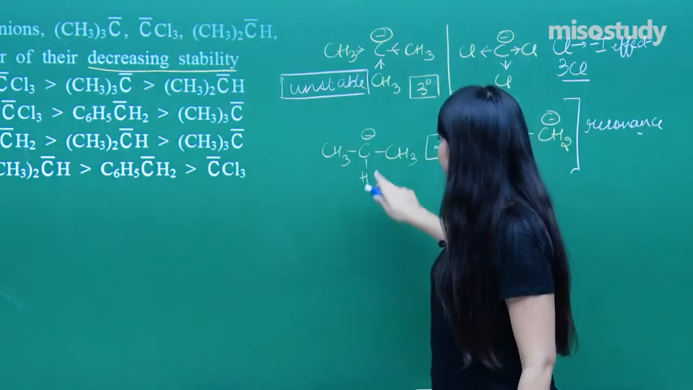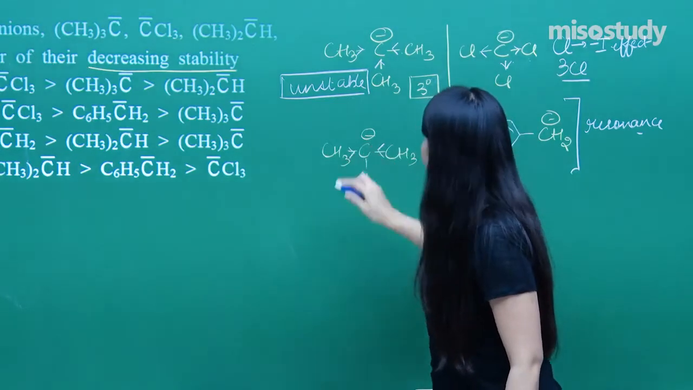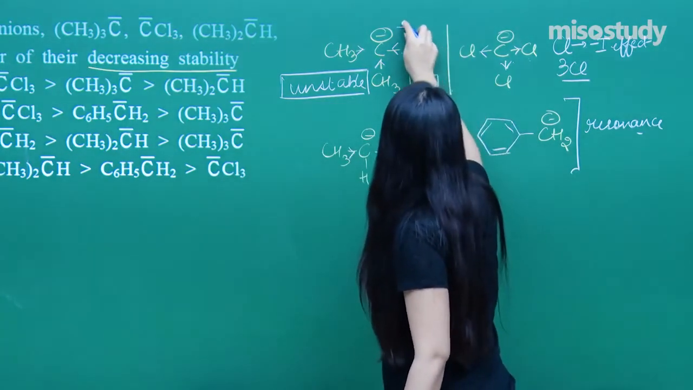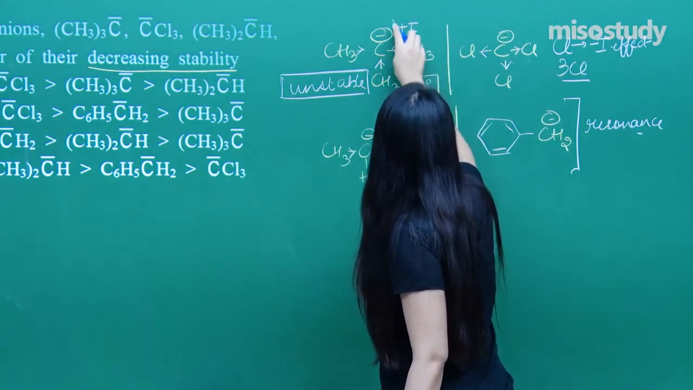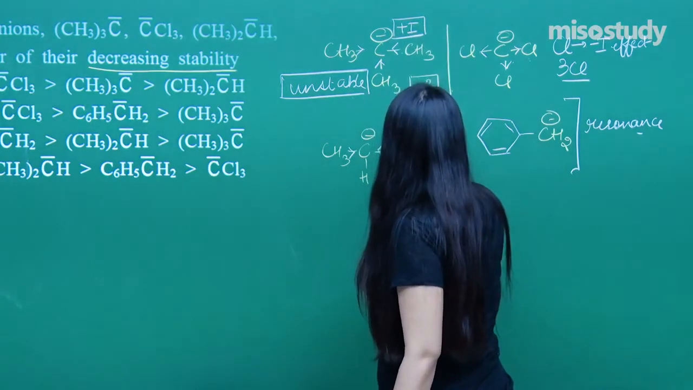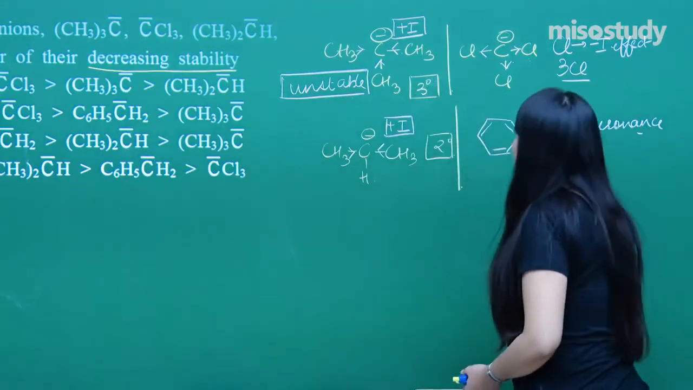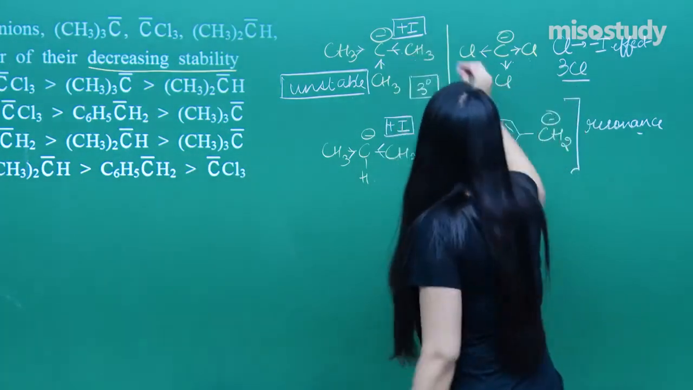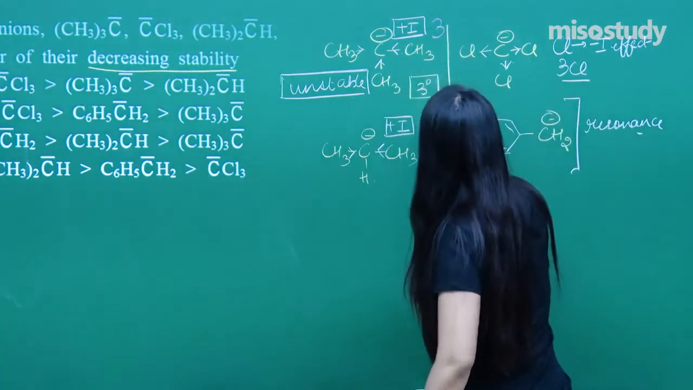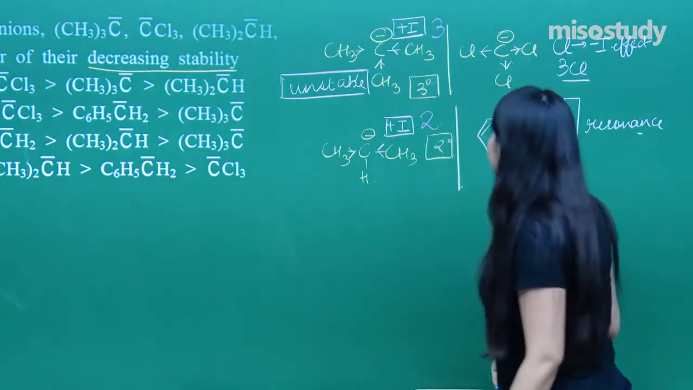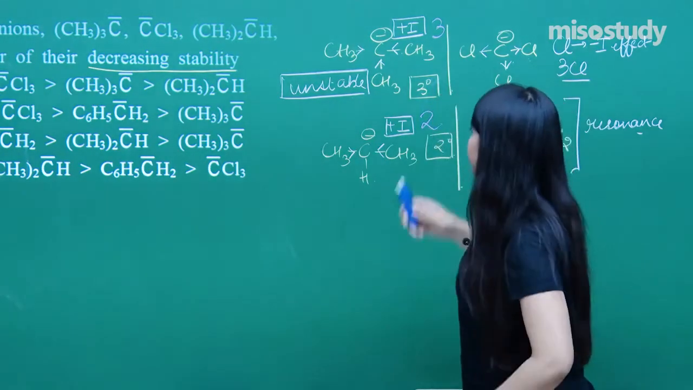And what do I have here? I have got plus I effect showing groups. This is plus I effect, let me just mention over here. And this as well. So here I have got 3 groups showing the plus I effect, and over here I have got 2 groups showing the plus I effect.